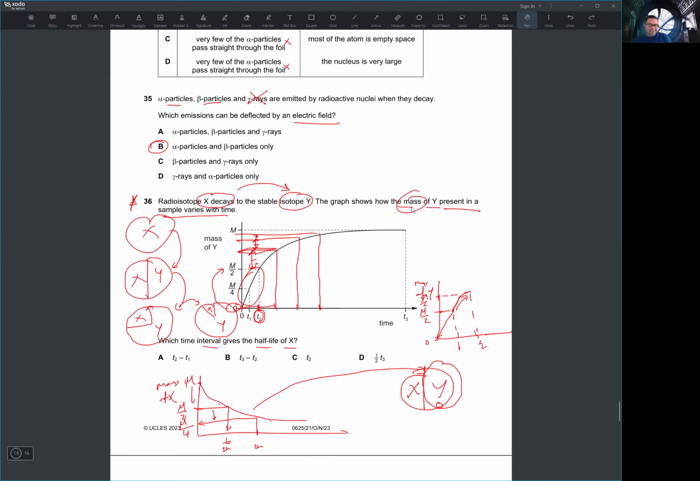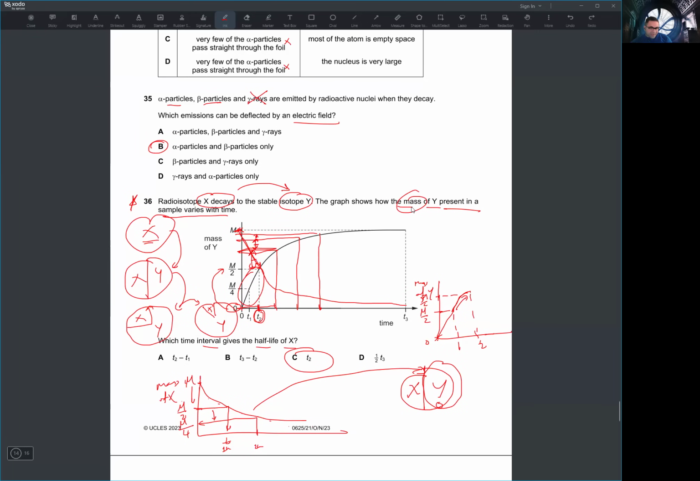You don't know what this is. Are you saying T3 minus T2 is incorrect? It's just T2. Because what I'm thinking of isn't y. What I'm thinking of is x, that actually is decaying. If x started at mass m and it waited for one half-life, it'll be half m. And then it'll be a quarter m. And then it'll just keep going down.